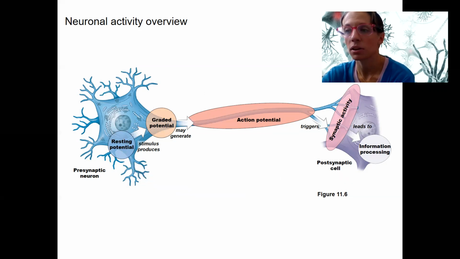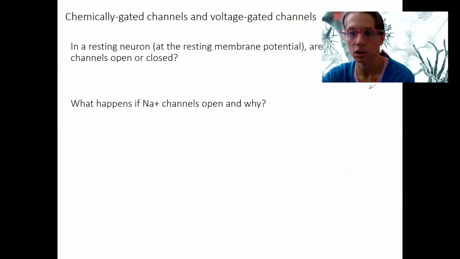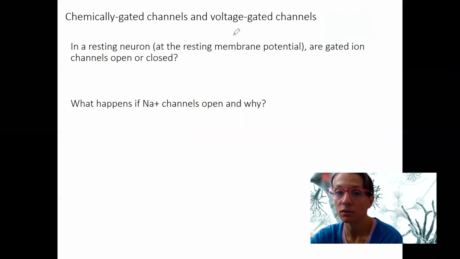What I want to start with here is have you think about a couple of questions related to some of these chemically gated and voltage gated channels that I talked about in a previous video. In a resting neuron, a neuron that's at the resting membrane potential, are the gated ion channels opened or closed? And then what happens? Let's do that one first. They're closed, right? They're gated and at rest they're closed. And I've kind of got a hint here. What happens if a sodium channel opens?